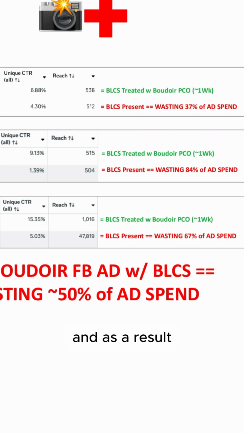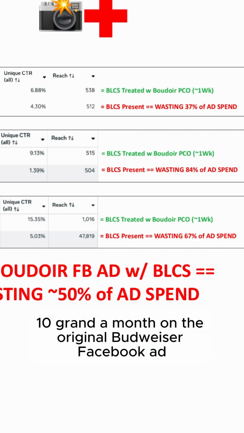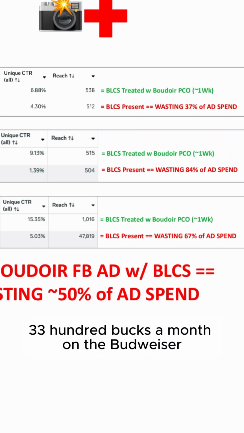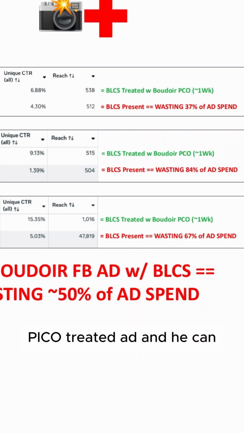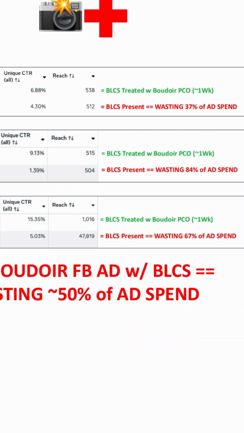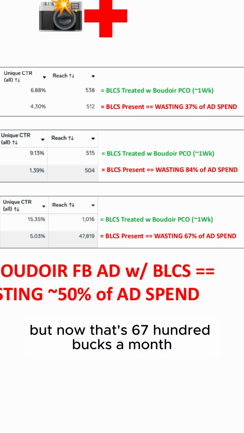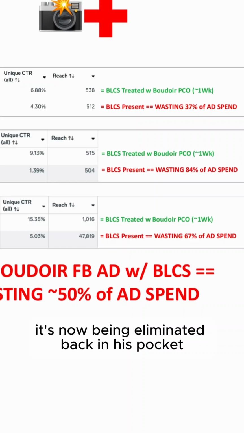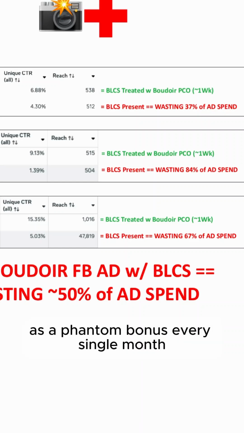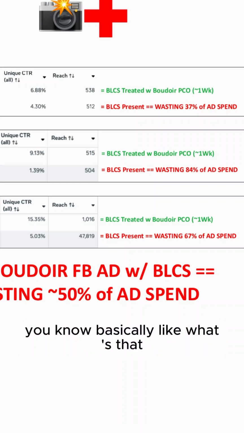And as a result, if you spend 10 grand a month on the original Boudoir Facebook ad, then now he only has to spend 3,300 bucks a month on the Boudoir Pico treated ad, and he gets the ad into the same number of women's brains in both scenarios. But now that 6,700 bucks a month that was being wasted is being eliminated, back in his pocket. He doesn't have to spend it, a phantom bonus every single month. Basically like, what's that?